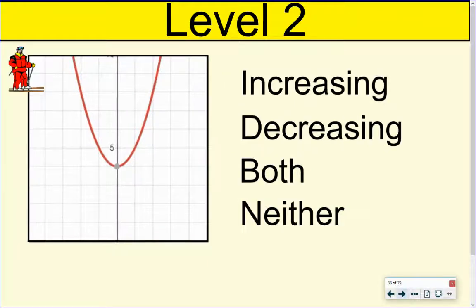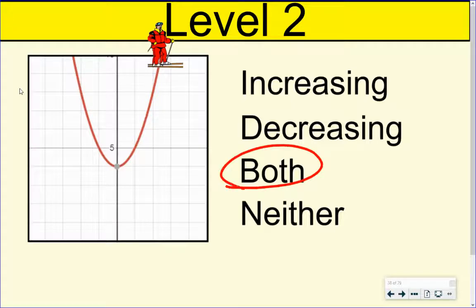Don't worry about it. Okay, now we're going to talk about increasing versus decreasing. So we have slope dude on the left-hand side, and guess what? He goes down, and then he goes up. So he decreased, and then he increased. Hey, there's our both.